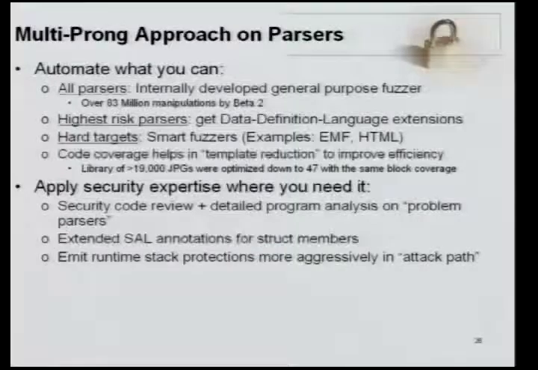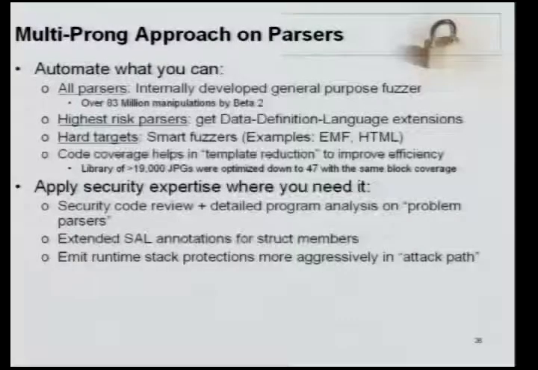If a target was particularly difficult or it had multiple issues that surfaced, we went and applied security experts to go do a security code review and detailed program analysis on it. And so they would actually have a method using SAL to annotate the entry point to the parser and then iteratively go through the set of function calls and declare where that input was validated. And so now you have an attack path in the code base.